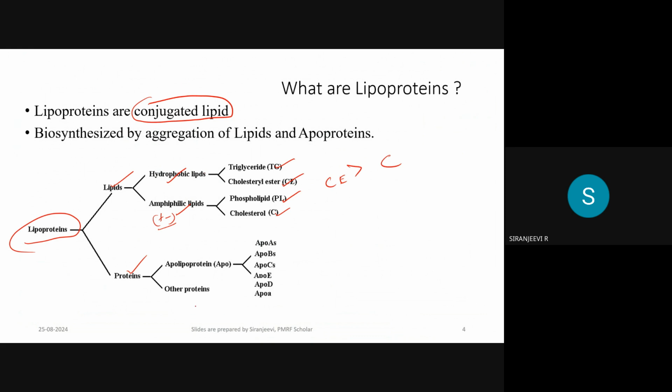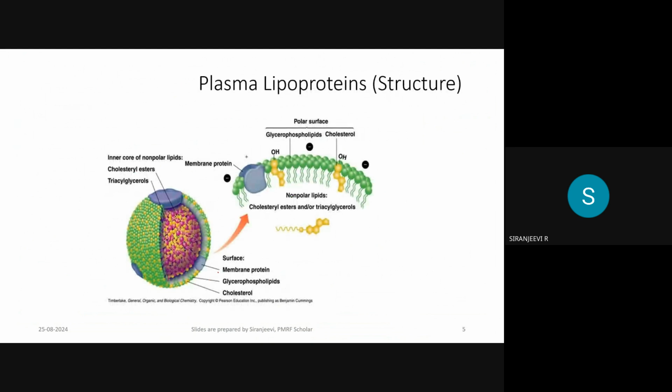Finally, the protein component of lipoproteins can vary: ApoAs, ApoBs, ApoCs, ApoE, D, and Apo small a. Other proteins also play a major role in lipoprotein constituents. This is the overall structure of lipoprotein. As I already suggested, it has a polar surface formed by glycerophospholipids and cholesterol, and non-polar lipids inside formed by cholesterol esters and triacylglycerol. This is the main structure of plasma lipoproteins.